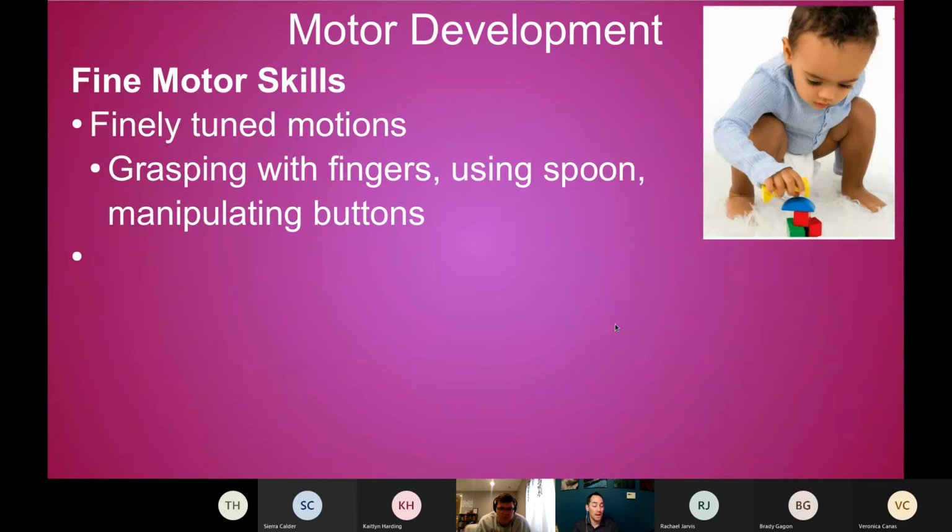on their own. All right, so fine motor skills are things that take more dexterity. So fingers, grasping, using a spoon, manipulating buttons, picking up blocks. These are more fine motor skills.